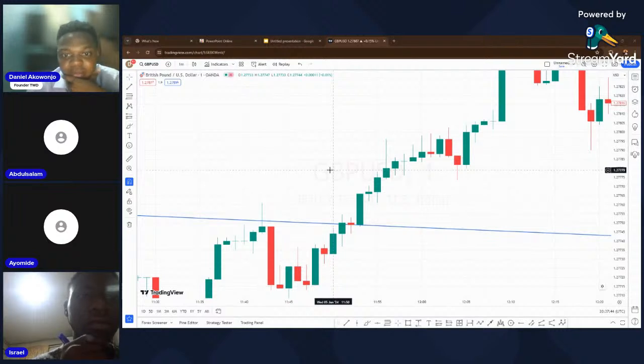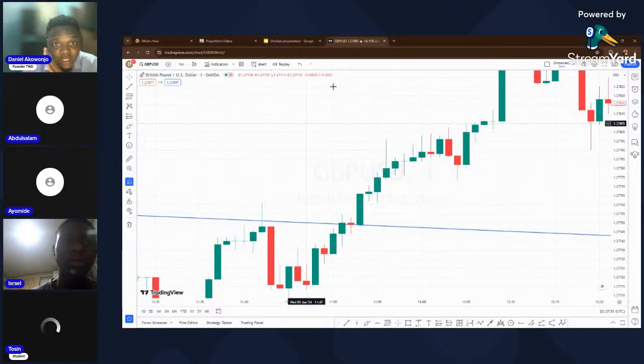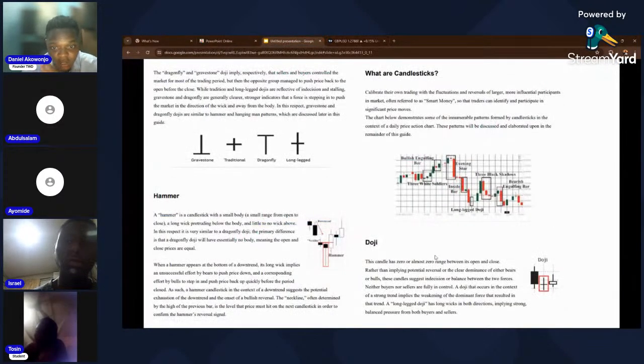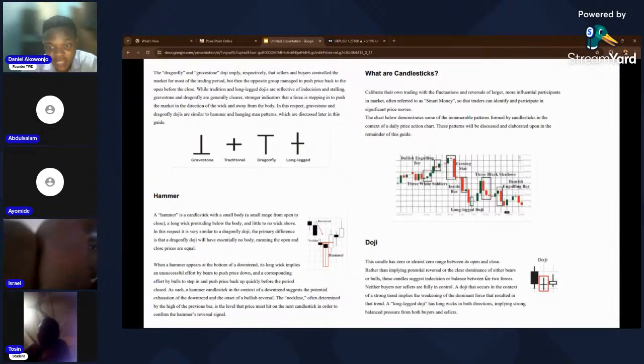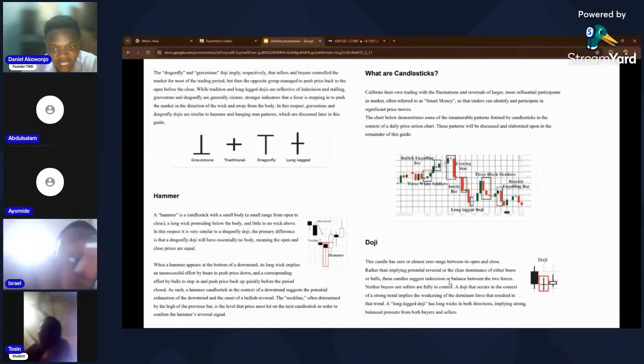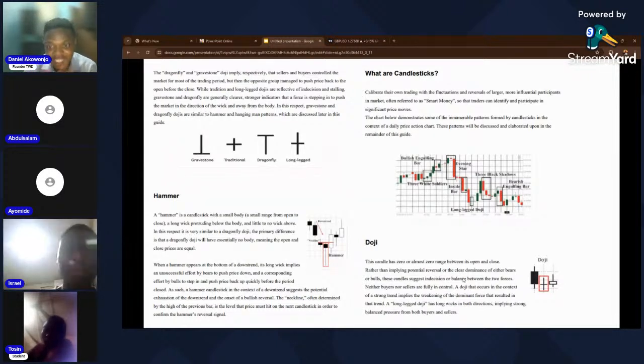So now it's important that you pay attention to what I'm going to say next, regarding a dodgy candlestick. Rather than implying potential reversal or clear dominance of either bears or bulls, this candle suggests indecision. The dodgy candlestick means what? Indecision. Do you understand? It's a balance between the two forces. Neither buyers nor sellers are really in control at that point in time.